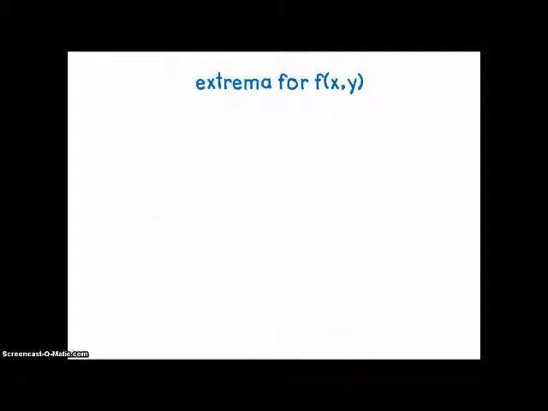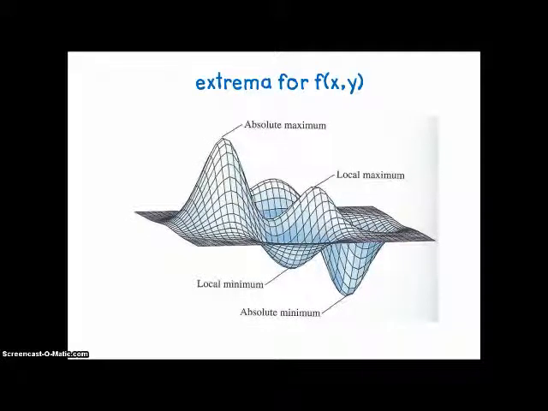Extrema for a function of two variables. Here we have an example of an absolute maximum, an absolute minimum, a local minimum, a local maximum, and then there's another local maximum back there. Now in the middle, that point right there, you'll notice that if you go right to left, it looks like a minimum. But if you go backwards and forwards, it looks like a maximum. Those kind of points are similar to inflection points in single variable calculus. They're called saddle points.